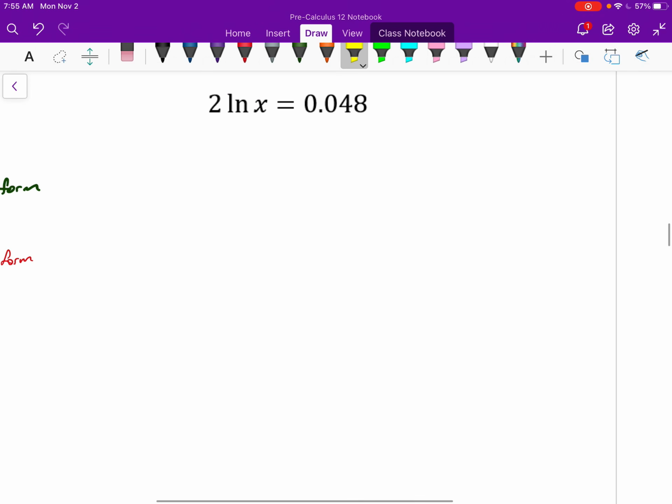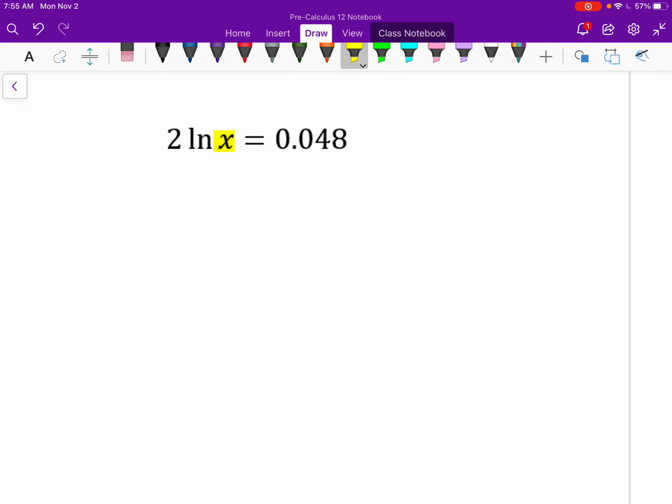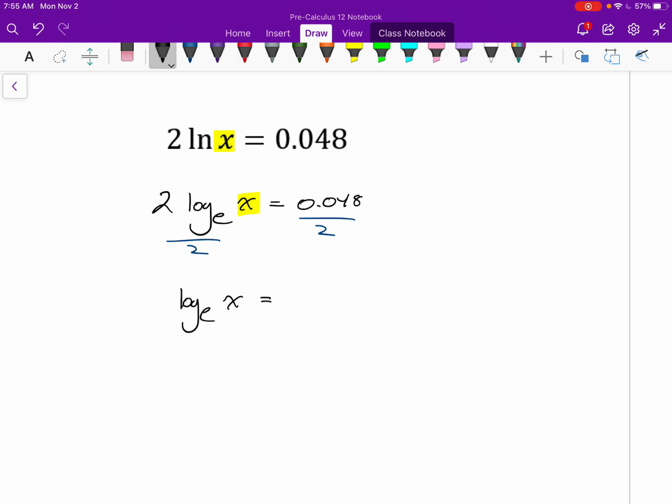And so here I have a logarithmic equation involving the natural logarithm. So it's probably not surprising that at some point I'm going to deal with an exponential equation with a base of e. That said, what does this mean? If you want, you could write this as 2 times log base e of x equals 0.048. That's what this means. And so to solve for x, first thing I would do is divide both sides by 2. And so I get log base e of x, or the ln of x, equals 0.024.